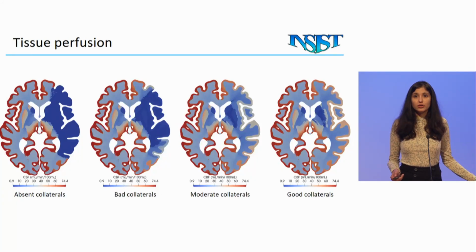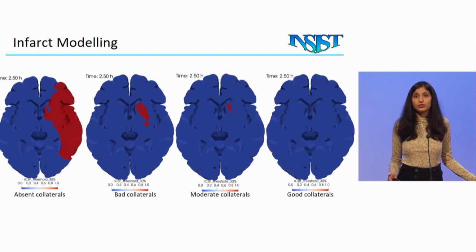Further on, you see here how the tissue perfusion is affected based on the grade of the collaterals. This grade is what is used currently in clinical practice, and it's a 4-point grade that goes from absent collaterals to very good collaterals. And what you see here is the tissue perfusion or the cerebral blood flow that is affected by the presence of the collaterals. This in turn can be used to model the infarct.